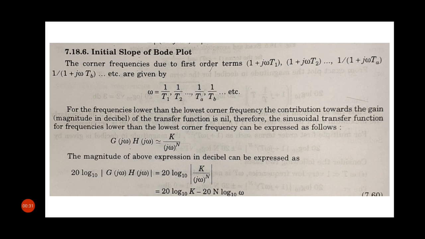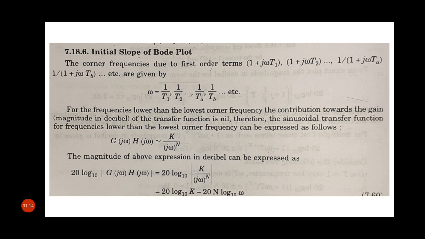are given by omega equal to 1 by t1 or 1 by t2, like 1 by ta or 1 by tb. That means if we have a first order term like 1 plus j omega t1, then the corner frequency is omega equal to 1 by t1. If we have a first order term like 1 plus j omega t2, then our corner frequency omega equal to 1 by t2. If we have a first order term like 1 by 1 plus j omega ta, then our corner frequency omega equal to 1 by ta, like this.